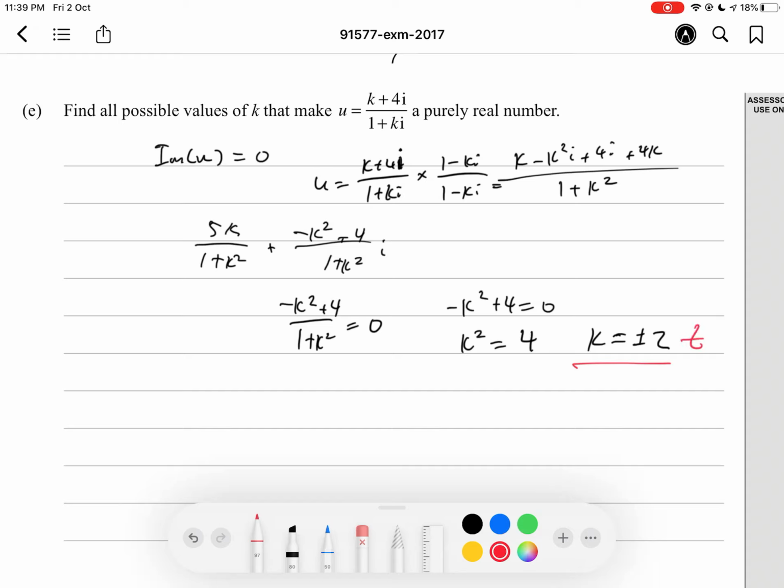To get a merit grade, you need negative 4k squared over 1 plus k squared equals 0. So basically, getting up to this step here will get you a merit. To get an achieved, you need a correct expression for u with a rational denominator. So if you can get up to here, you'll get an achieved.